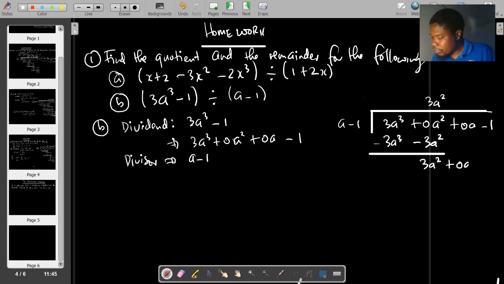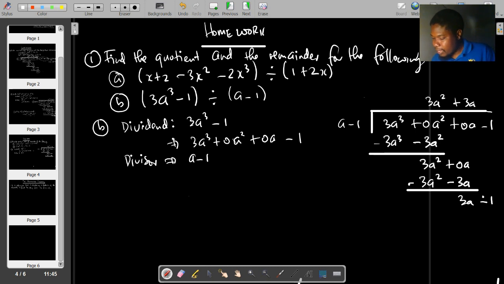We drop down 0a. And then a into 3a squared gives you plus 3a. 3a times a gives you 3a squared. 3a times negative 1, you get a minus 3a. You subtract the 2. 3a squared minus 3a squared is a 0, and then 0a minus 3a is positive 3a, minus 1.